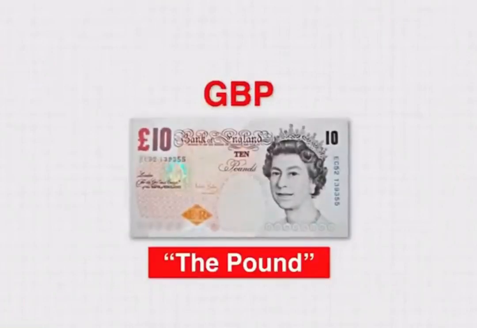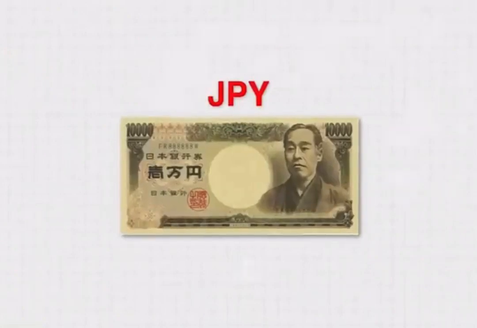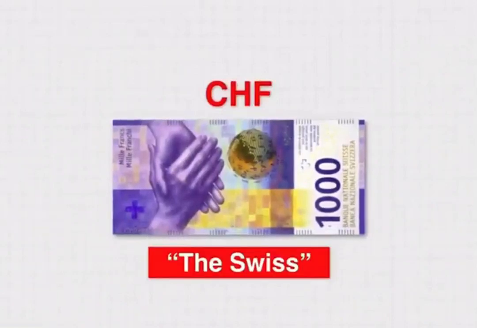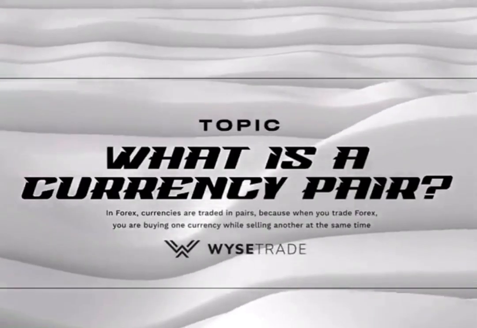GBP is the British pound, also known as simply the pound. JPY is the Japanese yen, also known as simply the yen. CHF is the Swiss franc, also known as simply the Swiss. What is a currency pair?